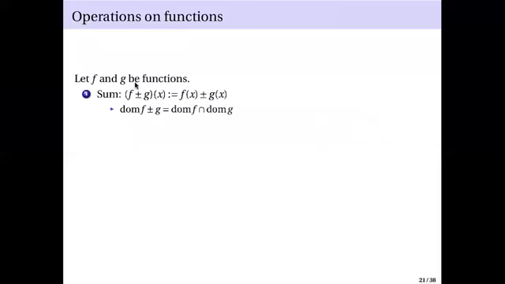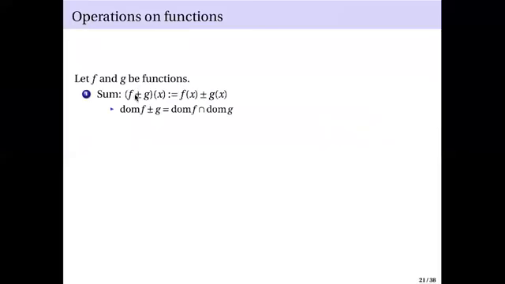So we now define operations on functions. And the operations are very much similar to the ones we already know. Recall that we talked about operations on expressions, or operations on numbers. Addition, subtraction, multiplication, division. We also use them to operate on functions. So, for example, let f and g be functions. We want the sum of f and g.